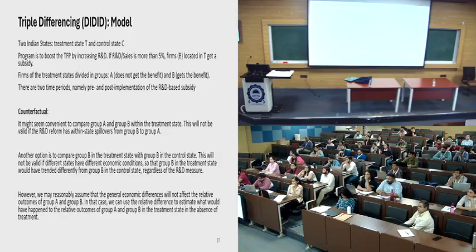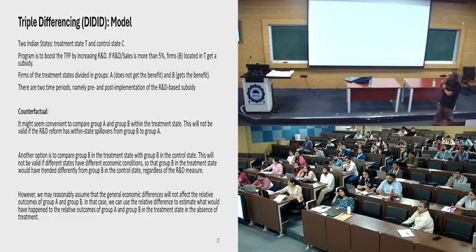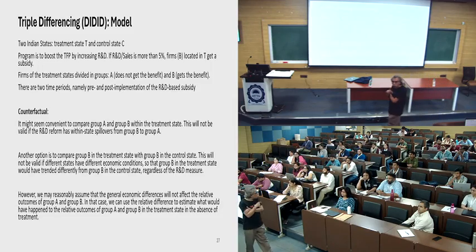Then firms of the treatment state are divided into two groups: A, who doesn't get the benefit, and B, who gets the benefit, right? There are two time periods, pre and post implementation of the R&D based subsidy. What would be the counterfactual? It is convenient for us to compare A and B within the same treatment state, right? Because this will not be valid if the R&D reform has within-state spillover from group B to group A.